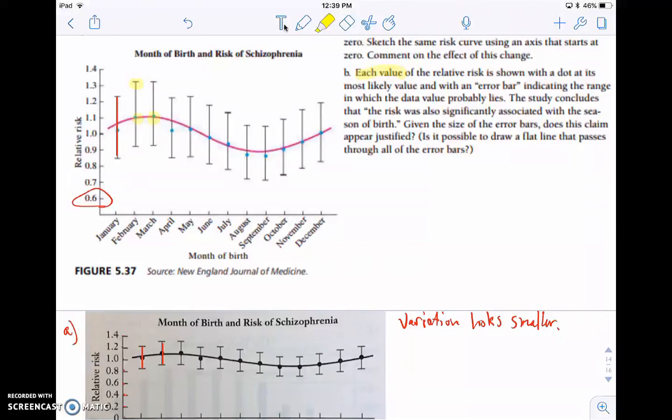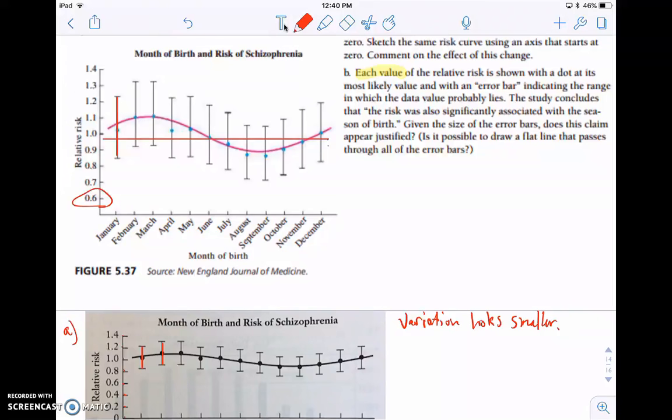Given the size of those bars, does the claim appear to be justified? One way we can check is to see if it is possible to draw a flat line that passes through all of the error bars. And it's actually very possible to do that. So there's one line right there that goes all the way through and is within the error bar range of every possible date. So in this case, they're not justified in this, because a straight line can be drawn through, meaning it's very possible they could all be exactly the same based off of the information that we're given.